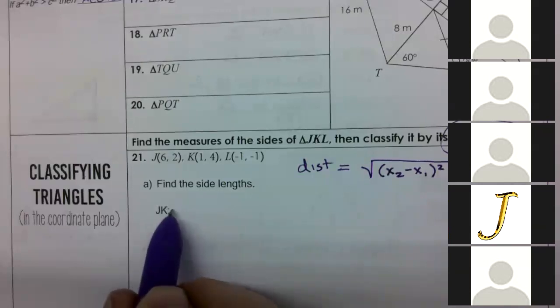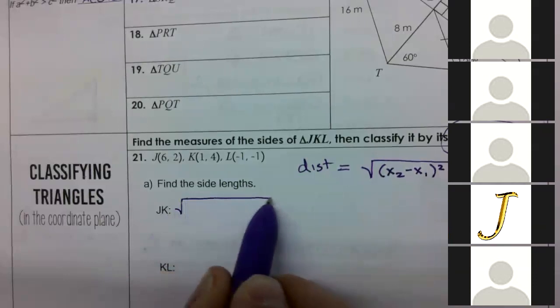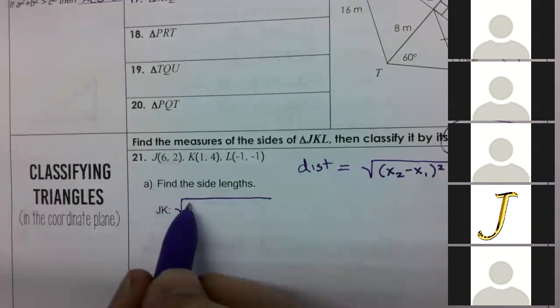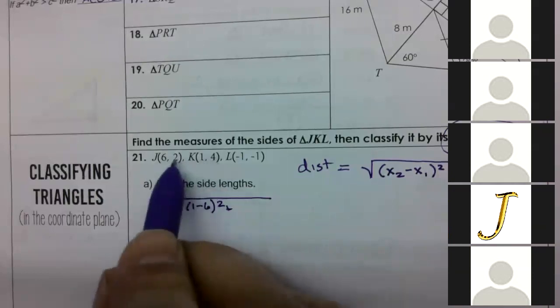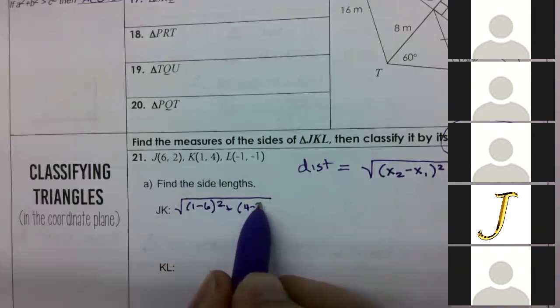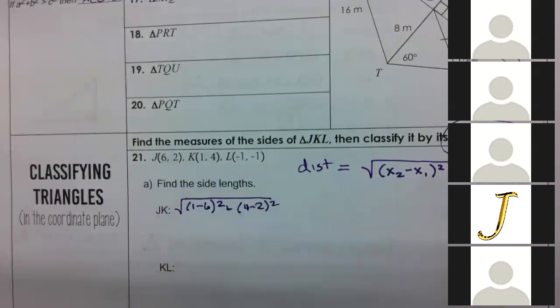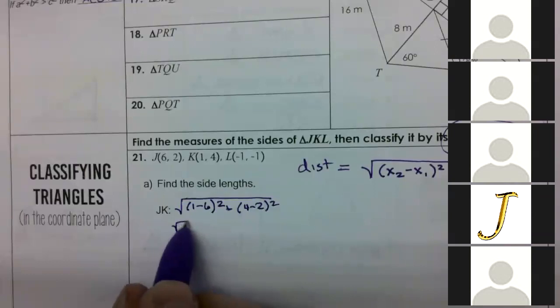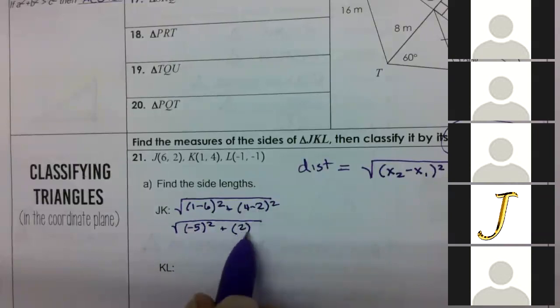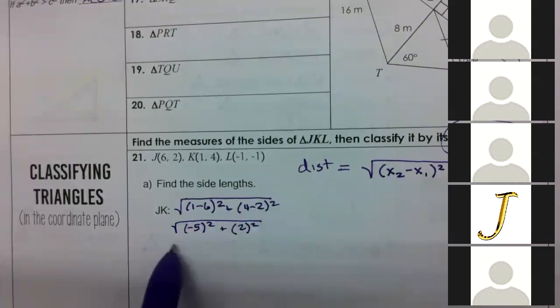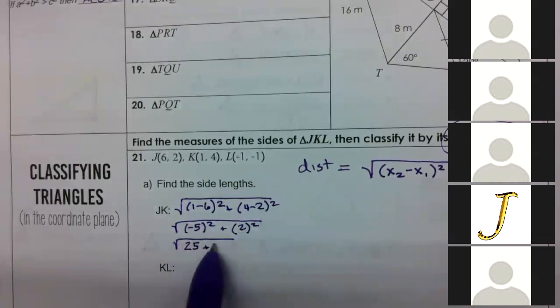So to find JK, I'd take the difference between the x's, so 1 minus 6 squared, and the difference between the y's, 4 minus 2 squared. One minus 6 is -5 squared. 4 minus 2 is 2 squared. I kept those parentheses on there because when I square a -5, I should get a positive 25 and a positive 4.